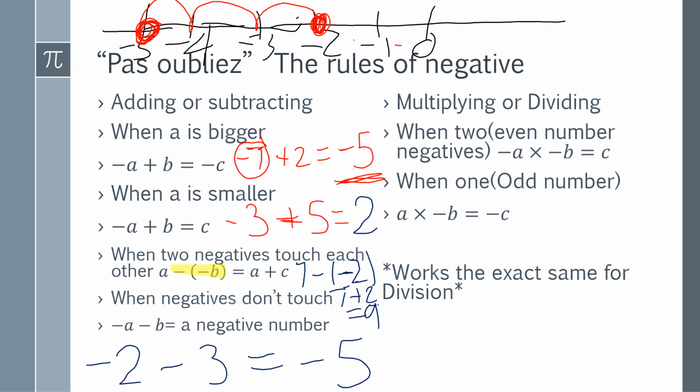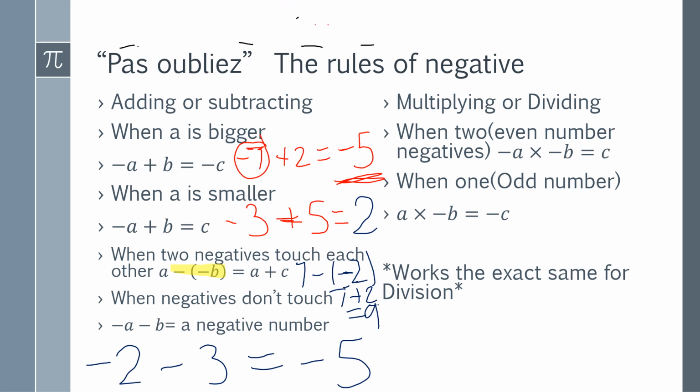So what about multiplying and dividing, which is much easier? When you're multiplying or dividing and you have two negative numbers, you end up with a positive. So let me erase this. If I say negative 7 times negative 2, that's going to be a positive 14. Think of it this way when you're looking at this. You've got two bad guys who took each other out.